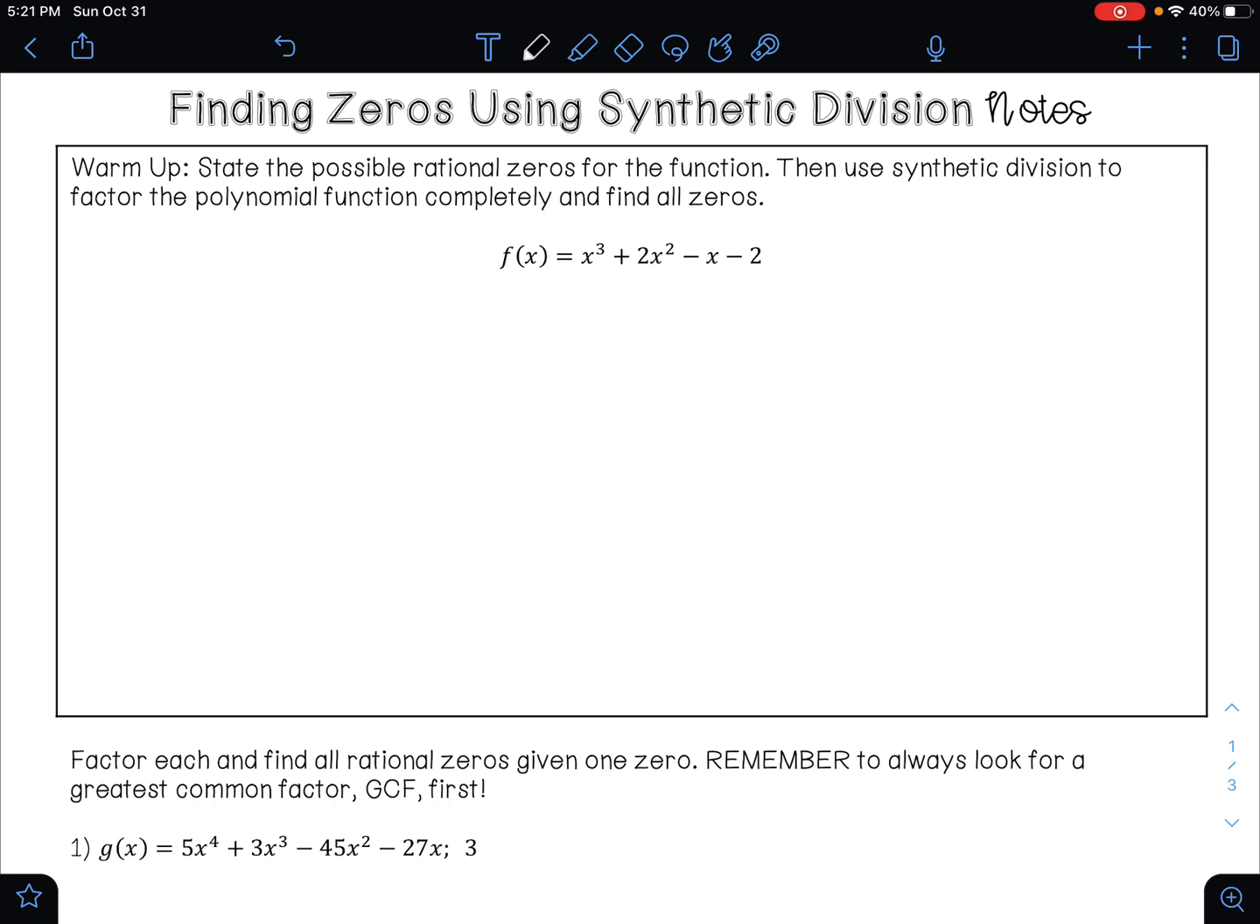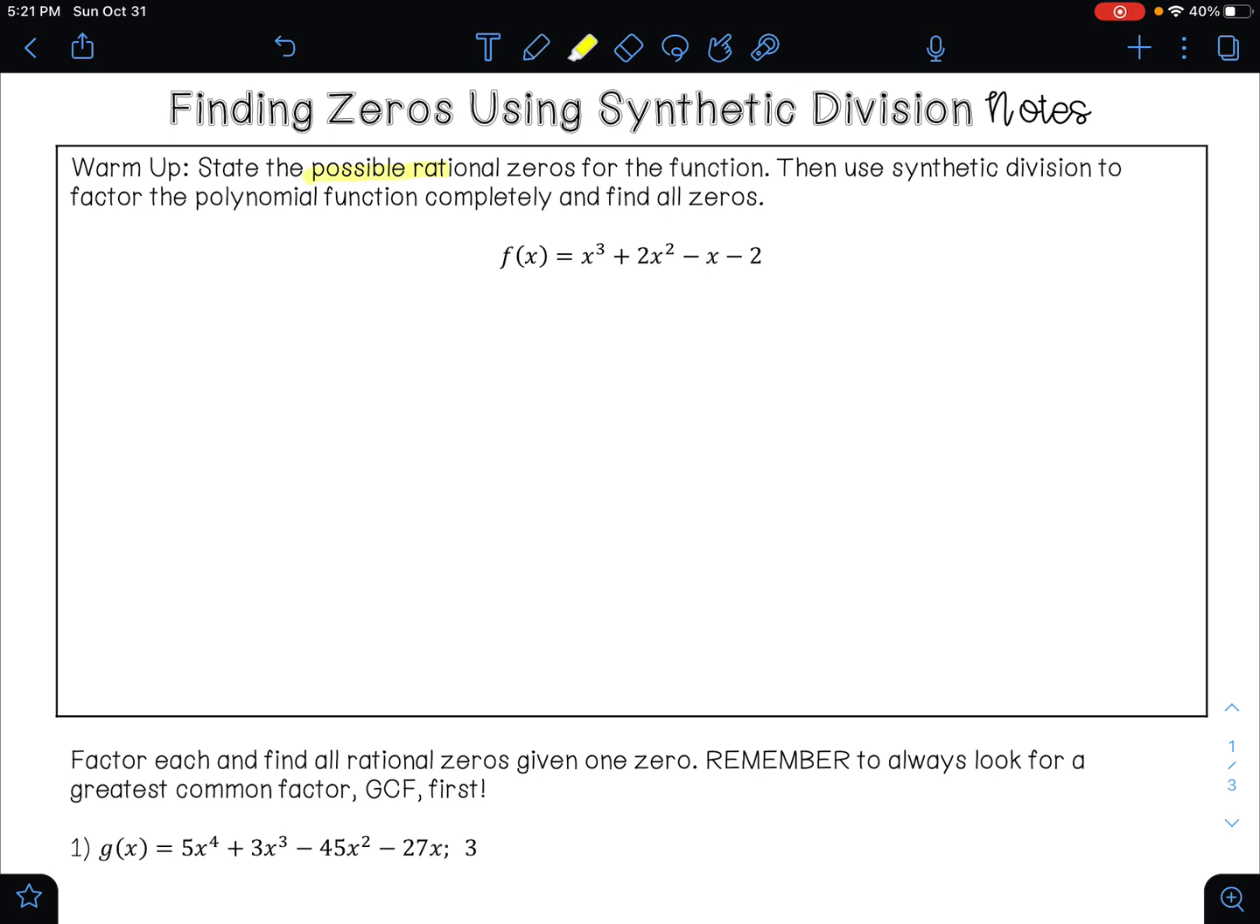In this video, we are going to be finding zeros using synthetic division. So let's look at the warm-up. It says state the possible rational zeros for the function. Then use synthetic division to factor the polynomial function completely and find all zeros. So this is asking us to do three things.